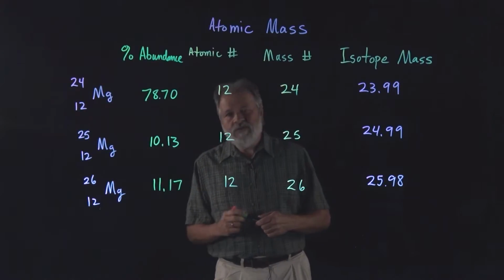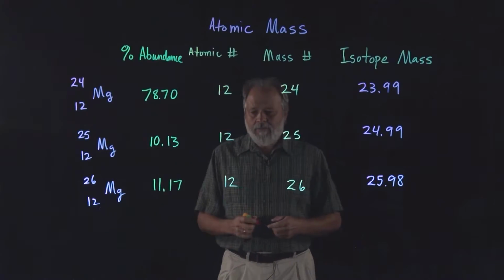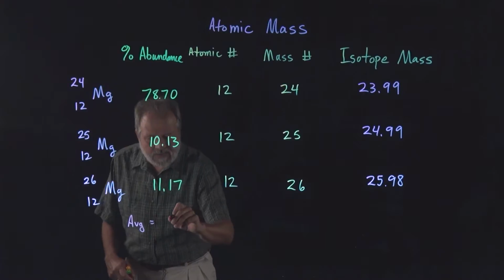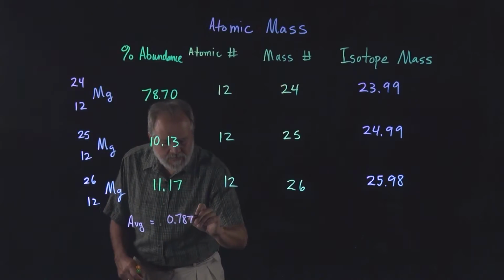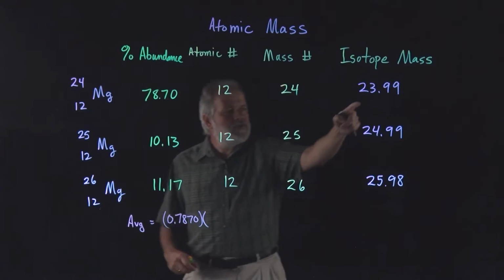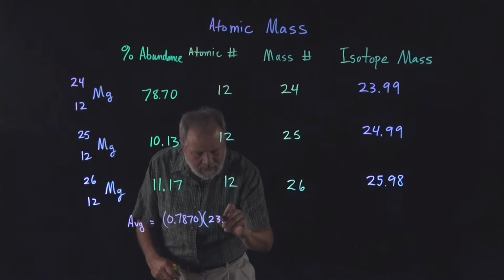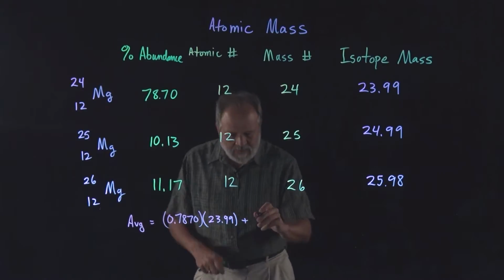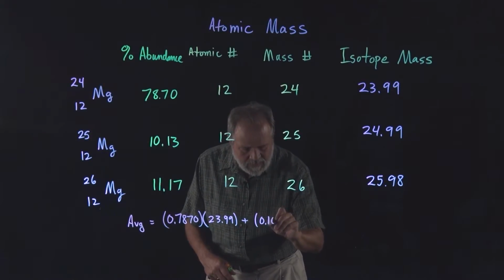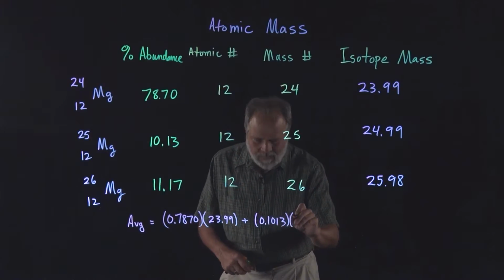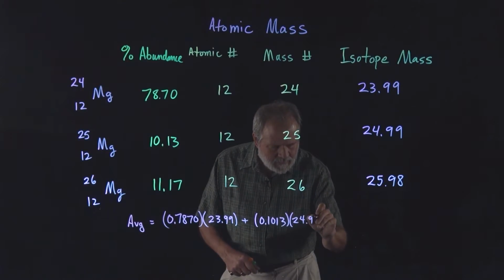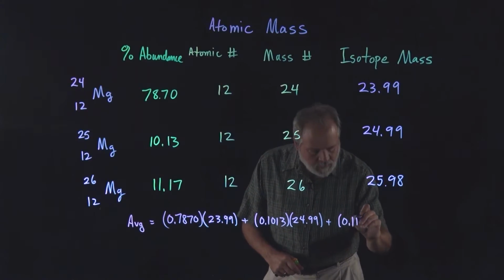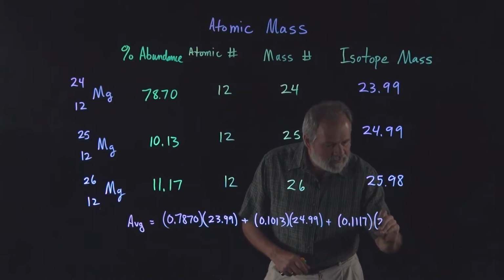All right, so the way you do an average for things that have a percent of each object is, first of all, you convert the percent to a decimal number. And so the average is going to be 0.7870 times the value of the mass, 23.99. And you just keep doing that for all of these. And so the next number, 10.13%, is 0.1013. That's times 24.99. And then finally, the last percentage, 0.1117 times 25.98.